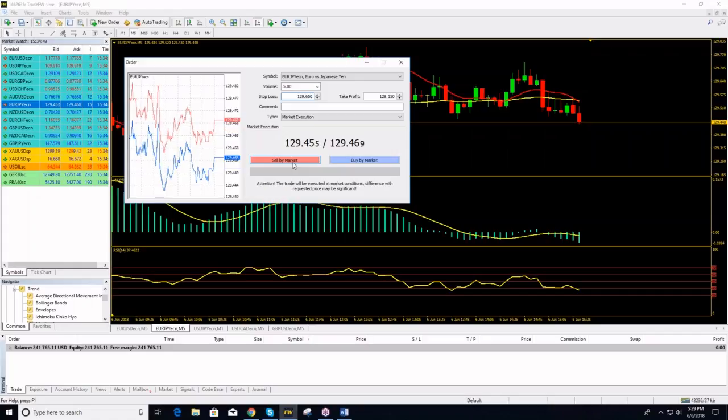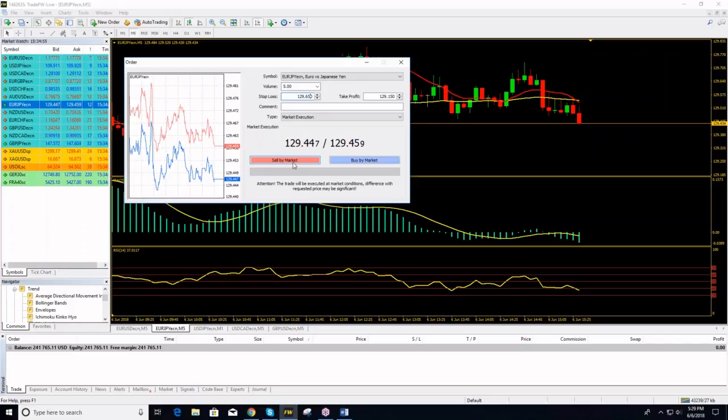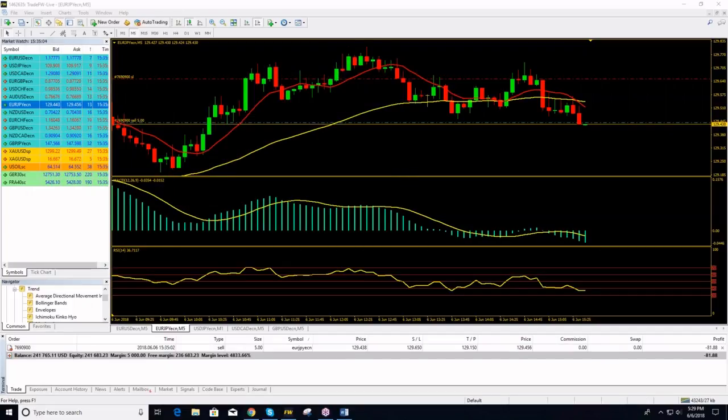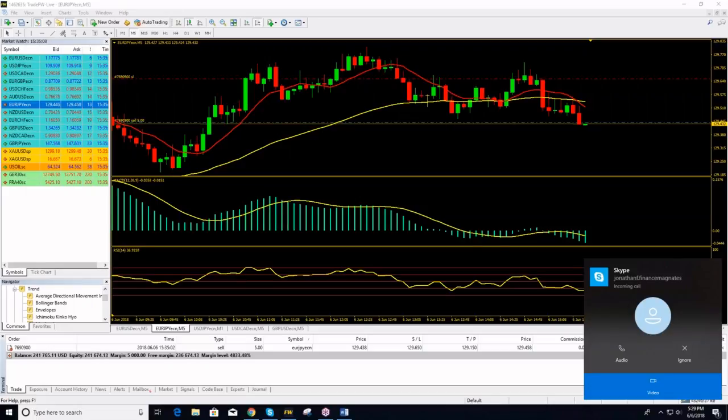and we are looking at this trade right now. We definitely want to trade that. So let's short it in 5, 4, 3, 2, 1. We have just shorted euro yen. Take profit 129.15. Stop loss 129.65.